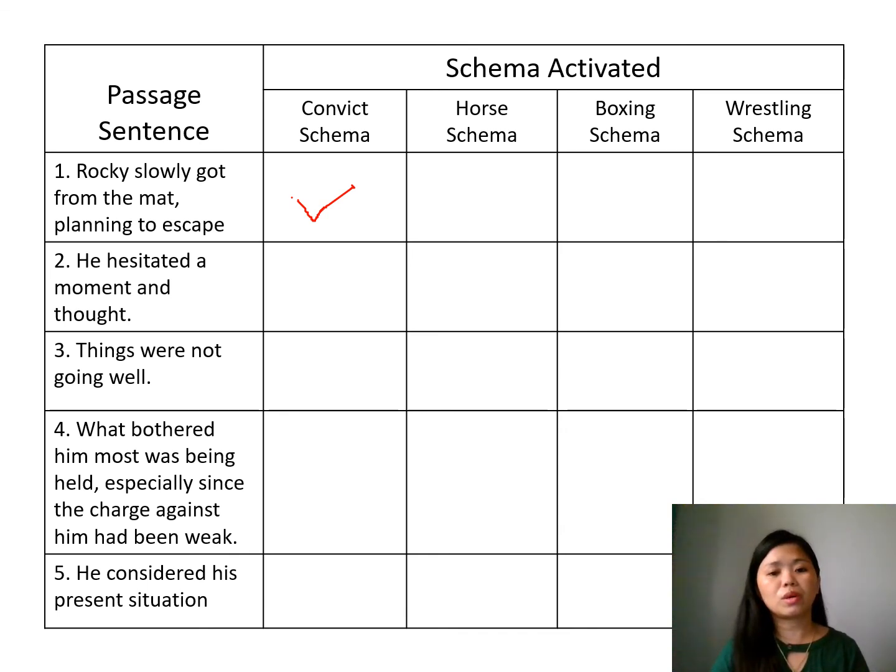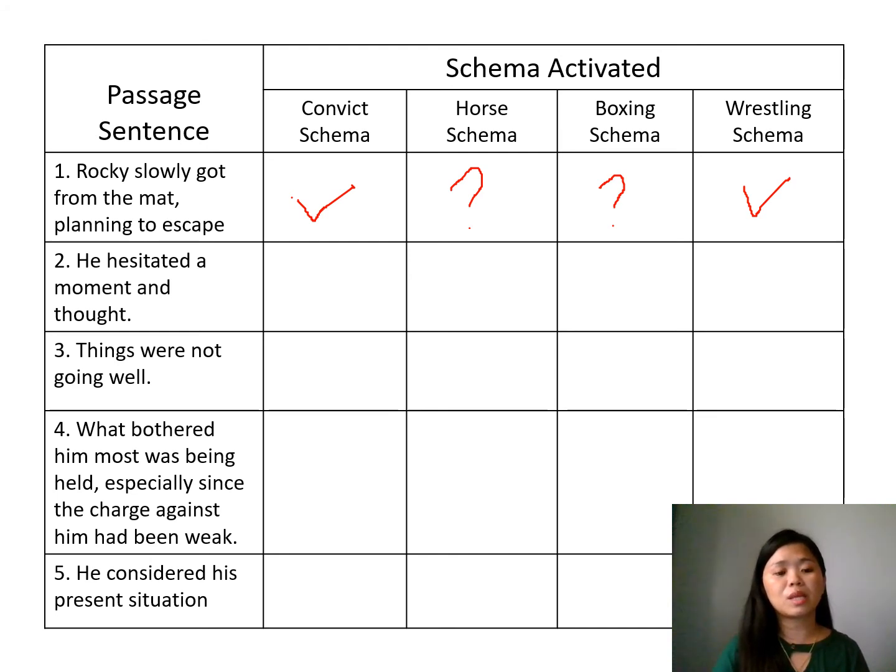Under the horse schema, question mark. Why? Because though horses lie on mats, is Rocky a personified character? And in the boxing schema, question mark also. Is there a mat in a boxing ring? Under the wrestling schema, check, because wrestling is done on a mat. Maybe Rocky is trying to escape from an opponent's hold.